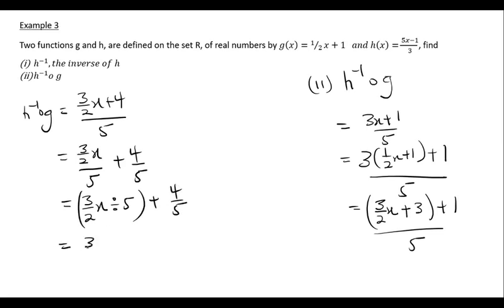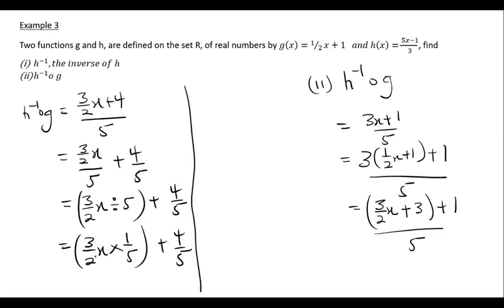So this is 3 over 2 x. Now to change the division sign to multiplication, we reciprocate what we have, it now becomes 1 over 5, then plus 4 over 5. So if we multiply this, we are going to get 3x over 10, plus 4 over 5.